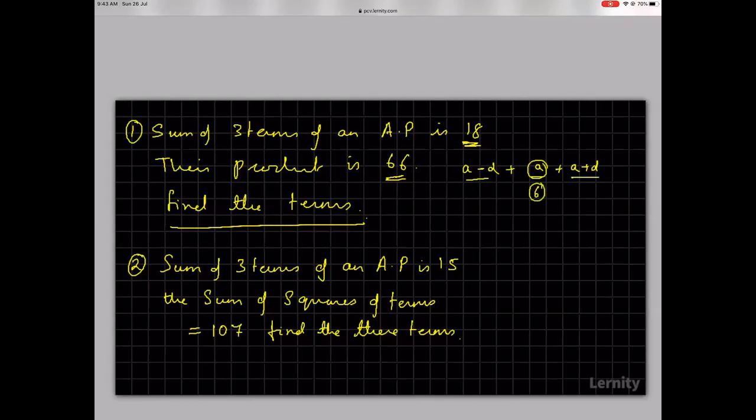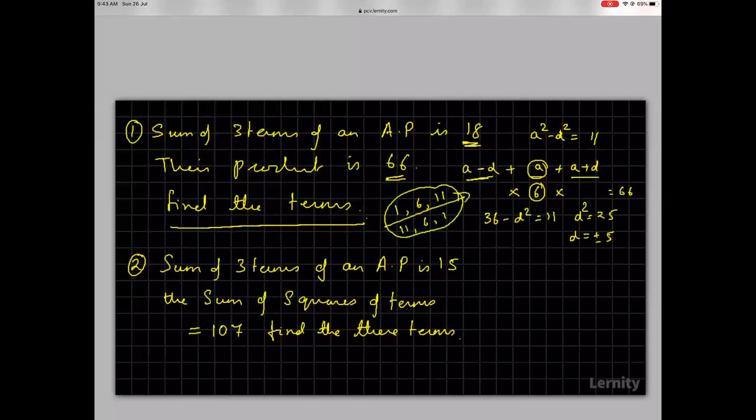Now the product of these is equal to 66. So from there I can say A squared minus D squared is equal to 11. Now what is A squared? A squared is 36. So 36 minus D squared is equal to 11. So I'll get D squared is equal to 25, or D is equal to plus minus 5. In which case my terms will be 1, 6 and 11, or 11, 6 and 1. It could be an increasing AP or it could be a decreasing AP. Either way it will work out.